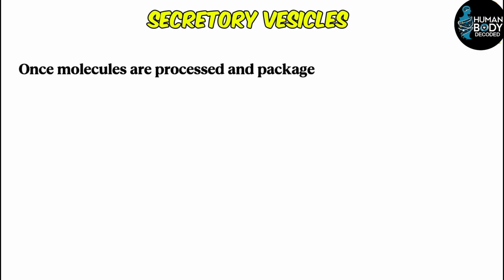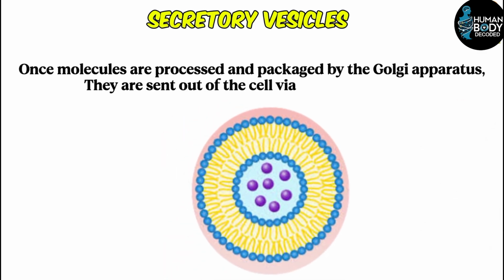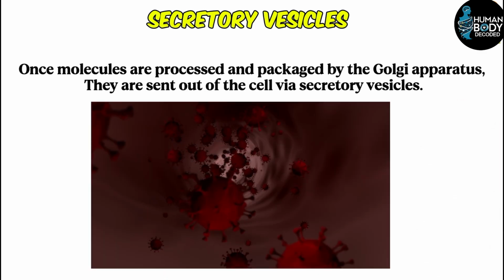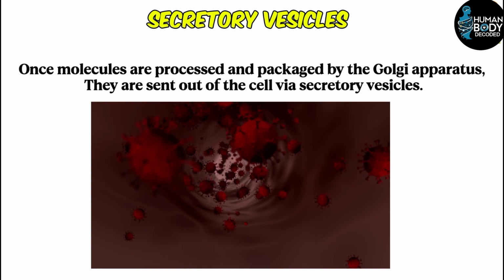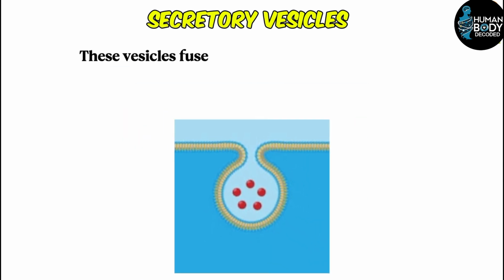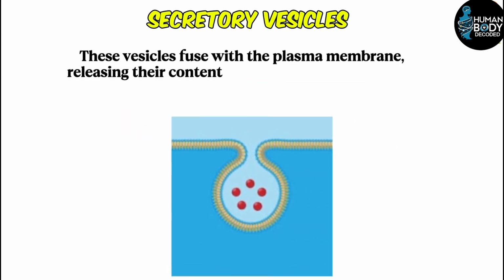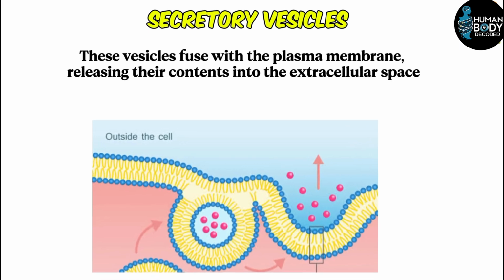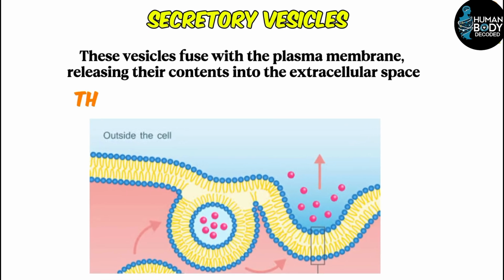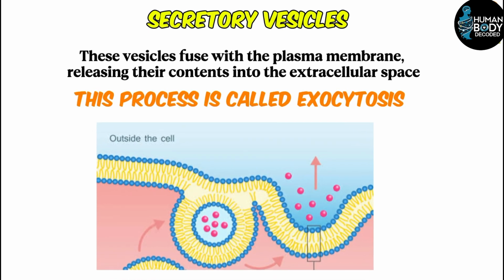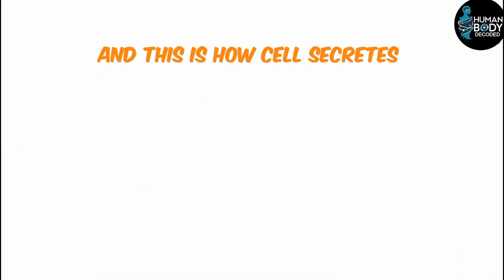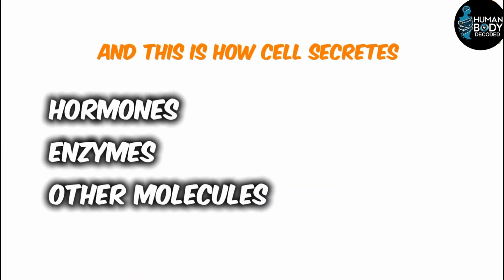Once molecules are processed and packaged by the Golgi apparatus, they are sent out of the cell via secretory vesicles. These vesicles fuse with the plasma membrane, releasing their contents into the extracellular space. This process, known as exocytosis, is how cells secrete hormones, enzymes, and other molecules.